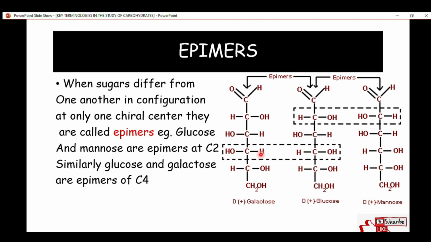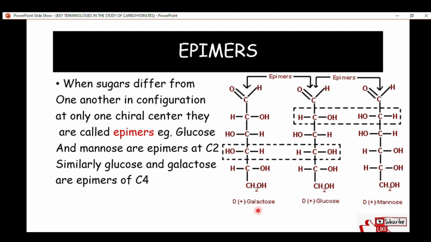We have hydrogen here. There was supposed to be a hydroxy group and the hydrogen over here, but in this case the position has been interchanged. So the chiral center has been changed. There has been a change in their configuration, so it can be either R or S. A change in sugars at only one chiral center is called an epimer.